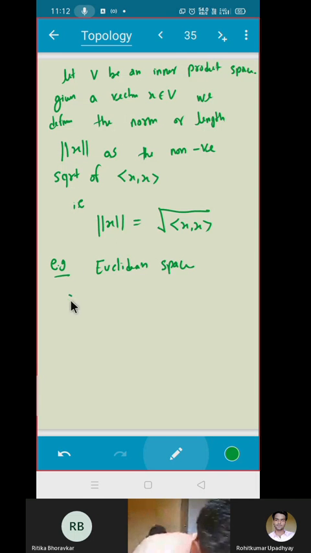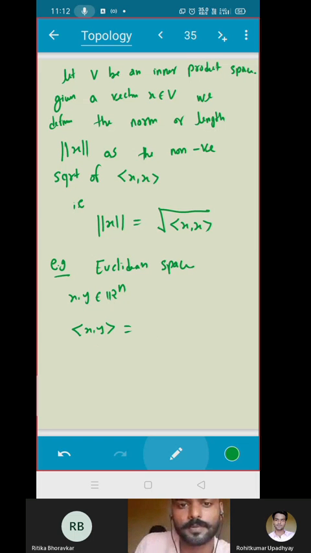So if you take x comma y belongs to Rn, how is the inner product of x, y defined? It is the summation of xi yi, i equal to 1 to n. Is that clear to everyone? If you don't understand anything, then ask now only, because we are going very slow till now.